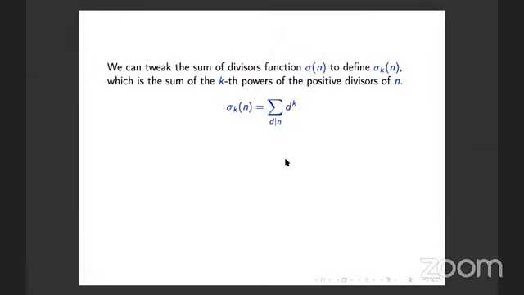Now recall again, let's go back to the sum of divisors function. We had the sum of divisors function sigma of n, which just added up all the divisors of n. You can tweak that to define sigma k of n for any integer k. That's defined by taking all the divisors d dividing n and raising each to the power k. You can do it for both positive and negative integers. So sigma k of n is the summation of d to the power k, where d divides n. When k is 1, you get the usual sigma of n.